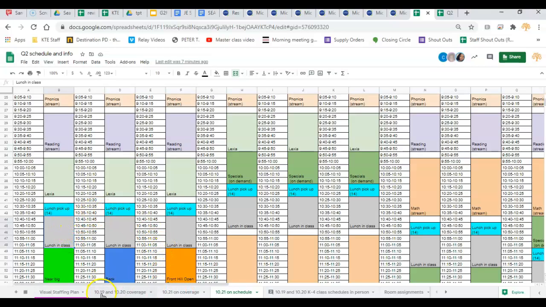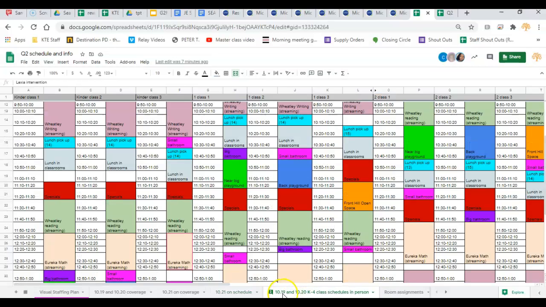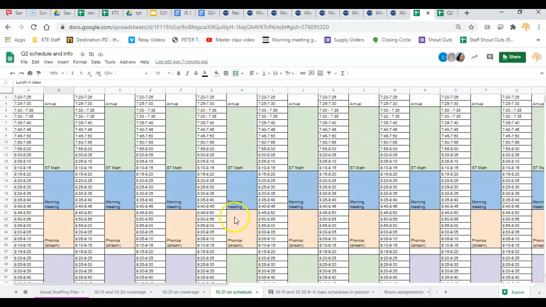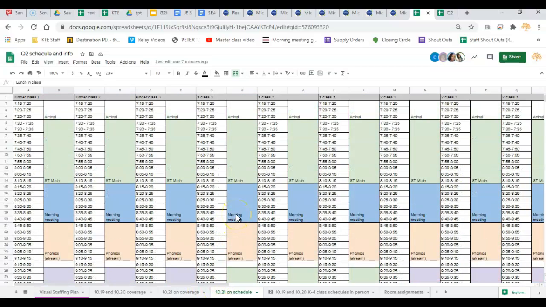So again, if you are planning for Monday or Tuesday, you'll use the 1019 and 1020 schedule. If you're thinking about Wednesday and beyond, you're going to look at the 1021 on schedule. We'll have team meetings tomorrow for anybody to answer any questions or get clarity on these things. But please make sure that you take a look at this prior to that meeting so you can come ready with any questions.